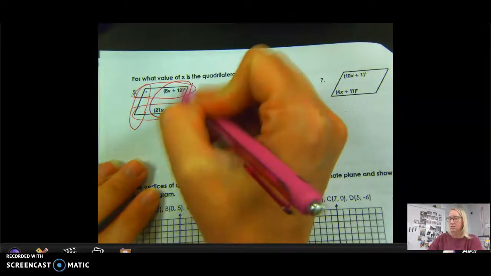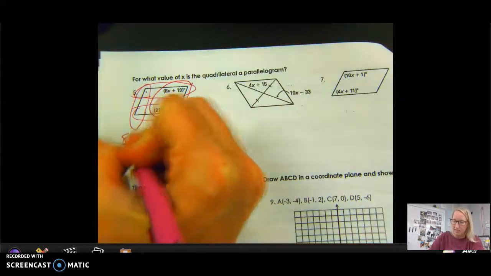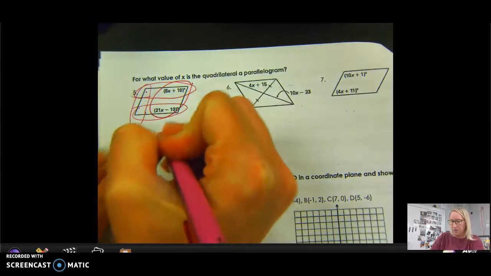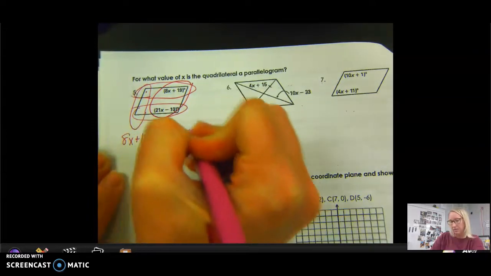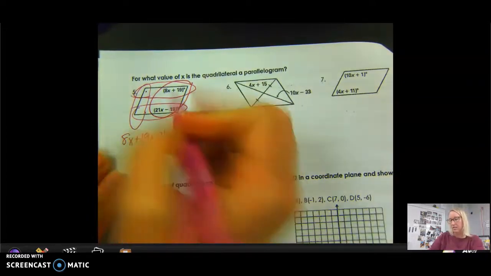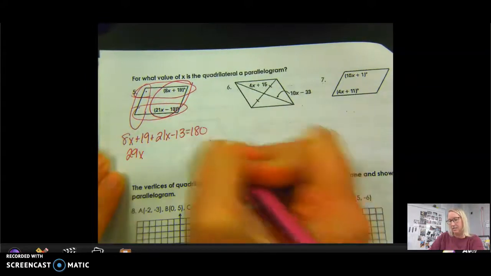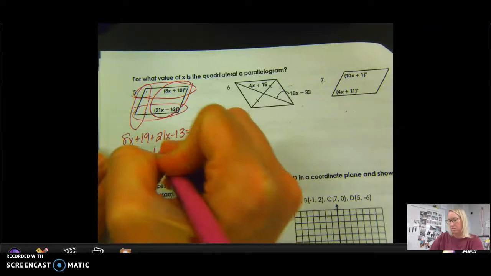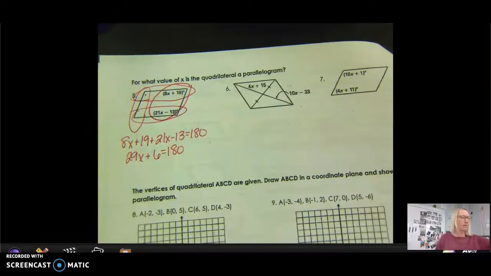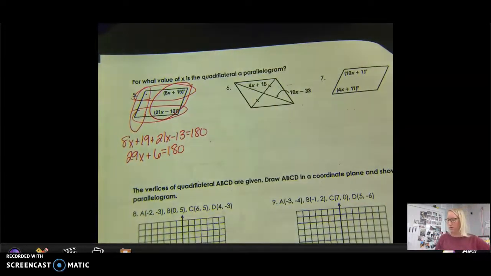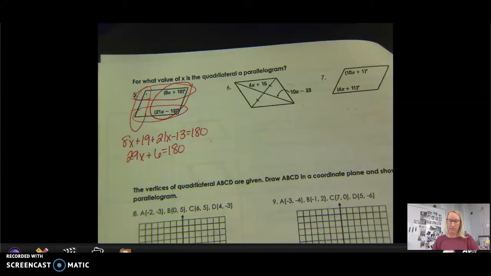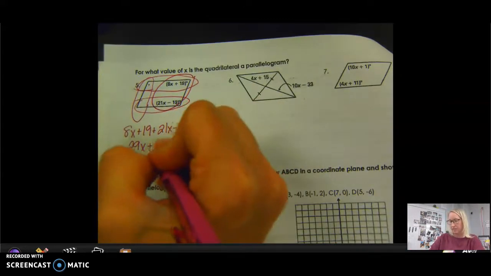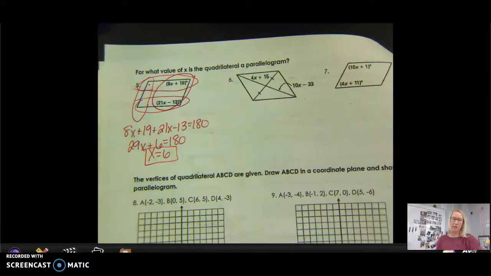So if I know that these two are supplementary, that means that 8x plus 19 plus 21x minus 13 has to equal 180 degrees. So that is 29x, and 19 minus 13 is plus 6, so 29x plus 6 equals 180. I'm going to take my calculator and do 180 minus 6, which is 174, and then divide by 29. So I get x equals 6. If x were 6, that would make that a parallelogram.